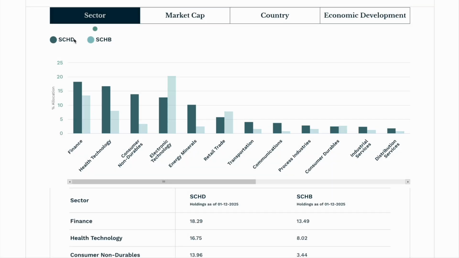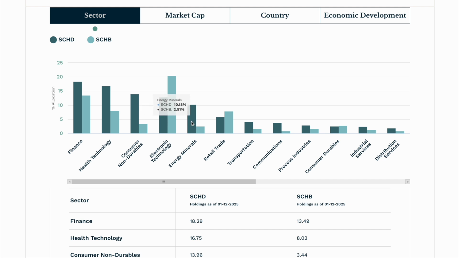Let's compare the sectors here. Using this bar graph, it makes it nice and easy. Under finance, you can see SCHD is 18% versus SCHB is 13.49%. Looking at health technology, SCHD is around 16% in health companies versus SCHB's 8%. Now, when you go to consumer durables, a big difference here, SCHD 13.96% versus 3.44%. Technology, SCHB is more heavily allocated at 20.39% versus SCHD's 12.73%.